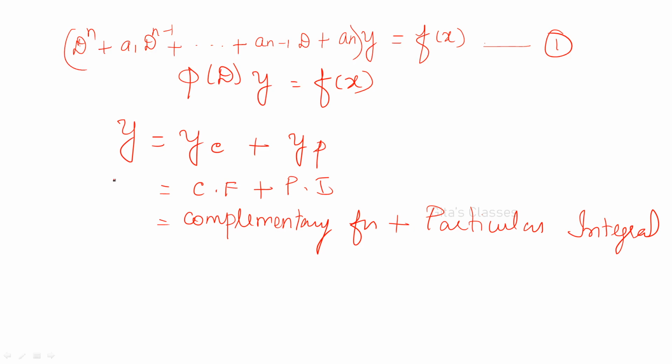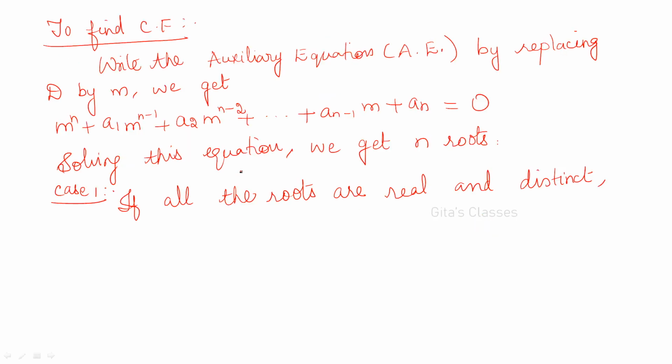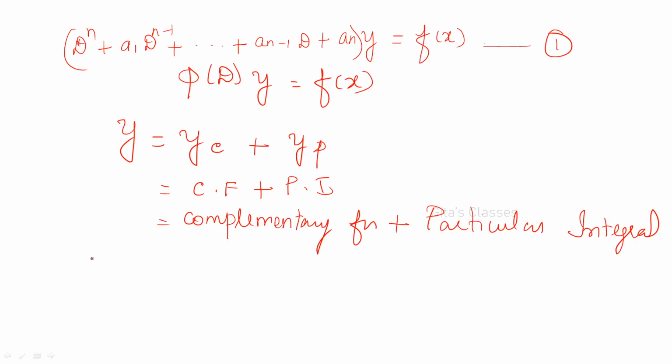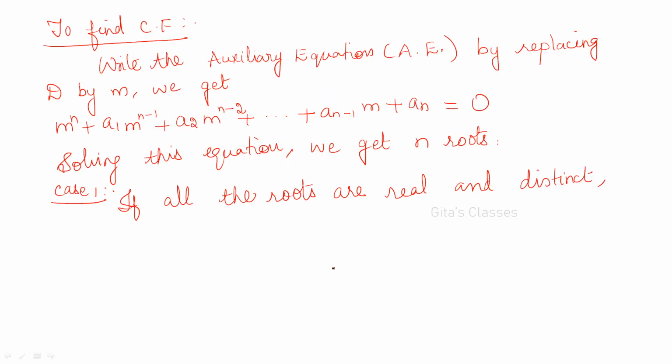How will you find the complementary function? One more point to remember: if the right hand side function f of x is equal to 0, there won't be any particular integral. y is equal to CF itself is the solution. Even if you have a right hand side function f of x, we will assume the right hand side is 0 and find the CF, and depending on the right hand side function, we will find the particular integral. First we will learn the method to find the CF, that is the complementary function.